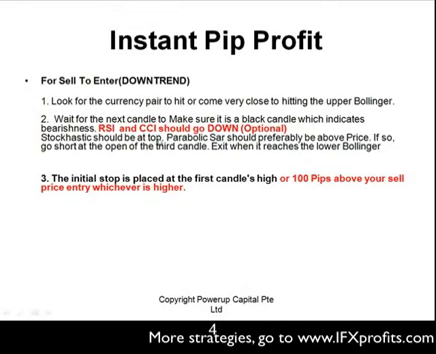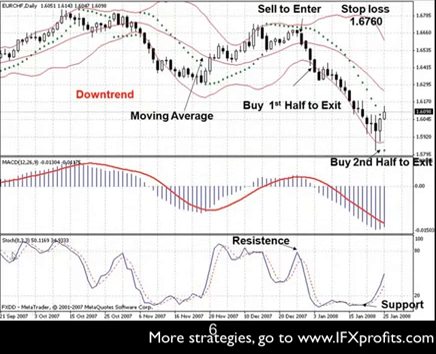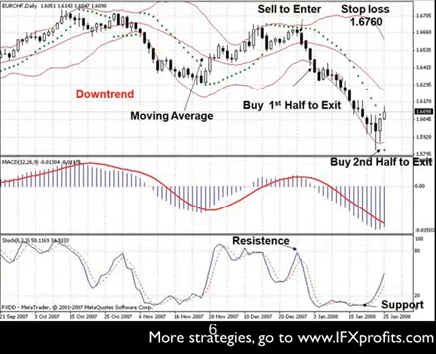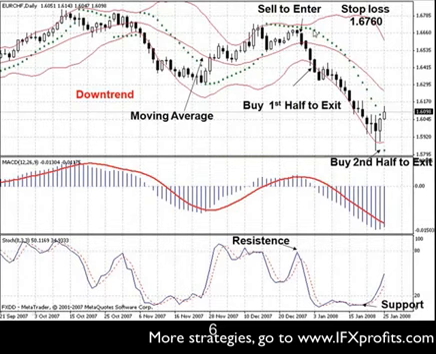Stochastics should be at top. So if you see over here, this stochastics, and it is right now at the top. When I say top, means 80 levels. Parabolic should preferably be above price. If you look at the parabolic dots, which is these dots, it's above the price.